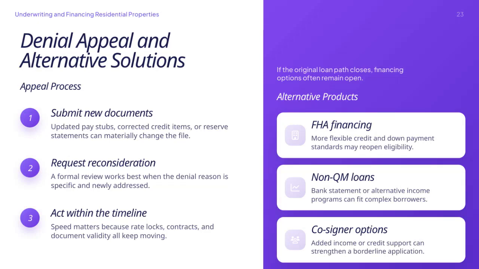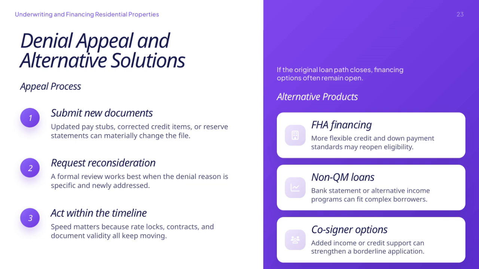When a loan application is denied, there are important steps you can take to appeal the decision or explore alternative financing options. First, consider submitting new documents. Sometimes updated pay stubs, corrected credit items, or reserve statements can significantly improve the file and change the outcome. Next, formally request reconsideration. This works best if the denial reason is specific and you've addressed that issue with new information. It's crucial to act quickly because timelines matter. Rate locks, contracts, and the validity of documents are all time sensitive. Even if the original loan path closes, other financing options may still be available.